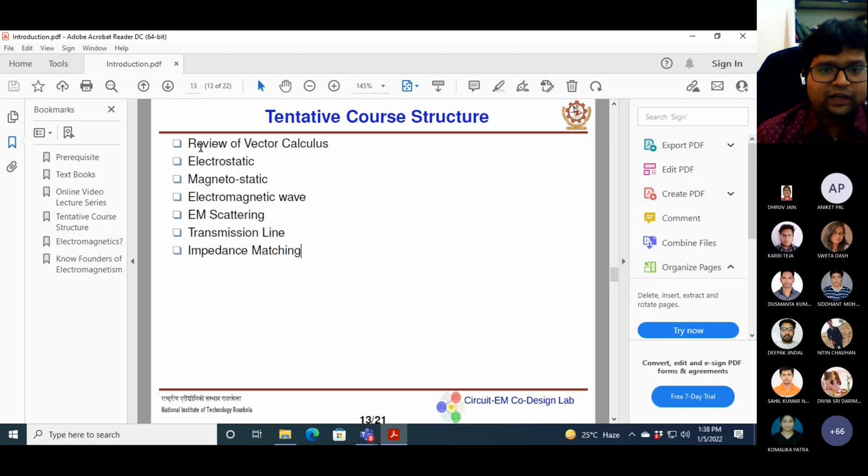Okay, so we start from the basics of vector calculus, then electrostatics, magnetostatics, electromagnetics, and then EM scattering, and then move to transmission lines and impedance matching. Okay, and mainly the practical problems or real-life things. So these are basically related to electromagnetics, transmission lines and impedance matching problems.